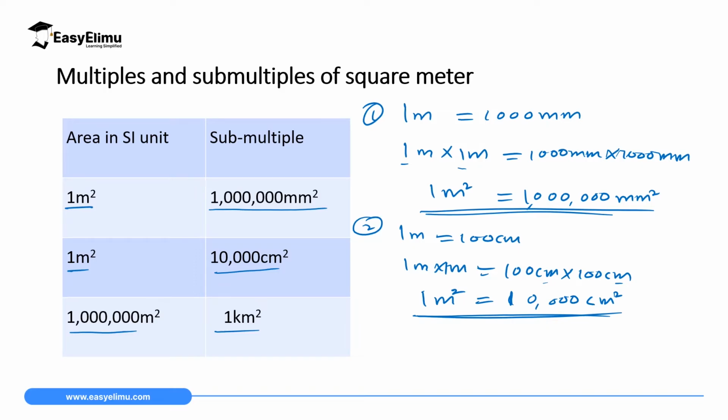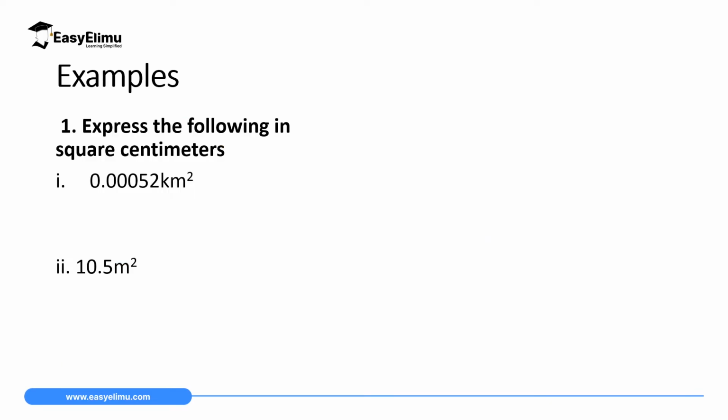That is your assignment as a student. So let's do an example so that we see what we have been learning. The first question is: express the following into square centimeter. The first thing a student should do is convert whatever you have into SI units before you can convert it into other units.